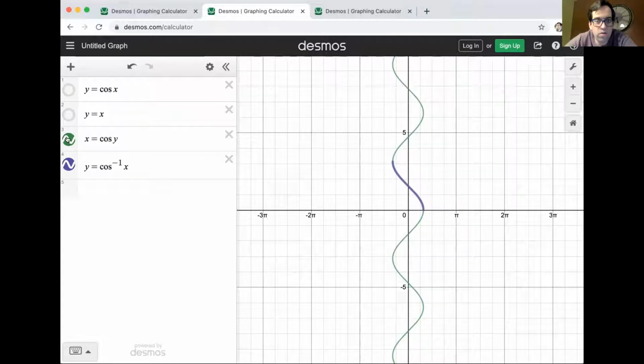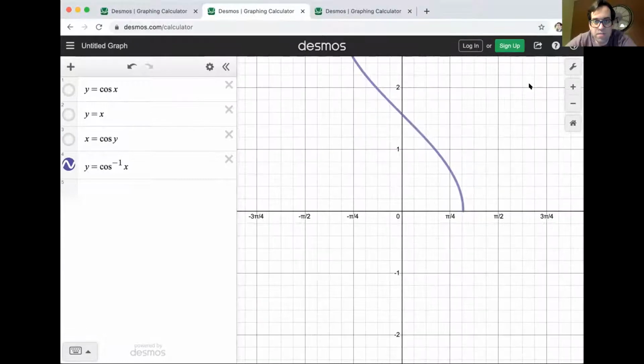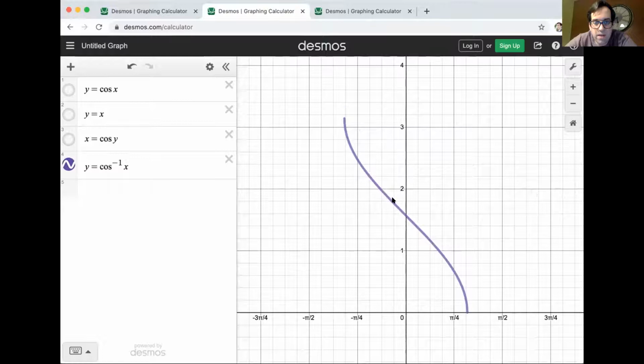So I'm going to remove the full thing so we can just take a closer look at that. And you can see that it goes from -1 comma pi to 0 comma pi/2, and then all the way down here to 1 comma 0. Okay, we'll take a closer look at that in a second on the graphic organizer, but let's switch over and examine tangent as well.